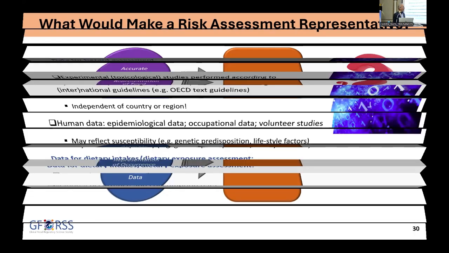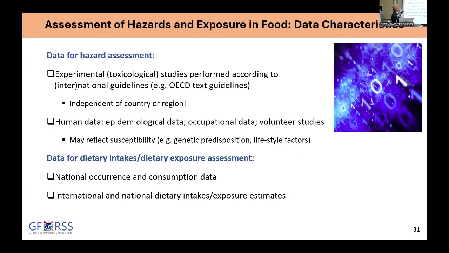The next. So again, here you have different sources of data for the two aspects. As I mentioned, for the hazard characterization, you have epidemiological data, but also toxicological information. The next slide.